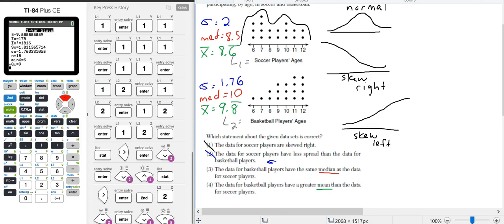Choice 3. The data for the basketball players have the same median as the data for the soccer players. The median for the basketball players is 10. The median for the soccer players is 8.5. Since they do not have the same median, choice 3 cannot be the correct answer. Choice 4. The data for the basketball players have a greater mean than the data for the soccer players. The mean for the basketball players is 9.8 repeating, it's almost 9.9. And the mean for the soccer players is 8.6, which is almost 9. So since the data for the basketball players has a greater mean than the data for the soccer players, choice 4 is the correct answer.